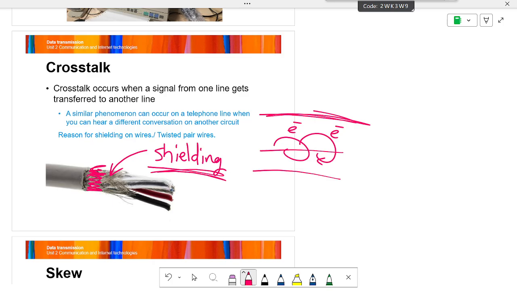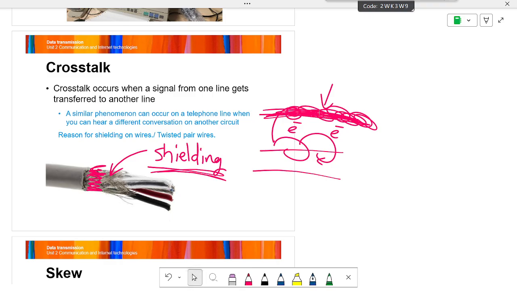Electrons like to go through metal. So if I have metal here, the magnetic field will go, the electrons will go into the shield. And so that's going to protect my wire. Does that make sense? Okay? So you can see that there's this little metal wrapped shield, and that's to protect from external and internal interference when electrons are moving through the wire.